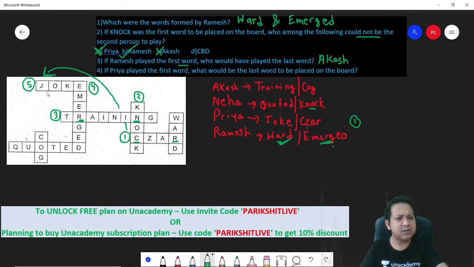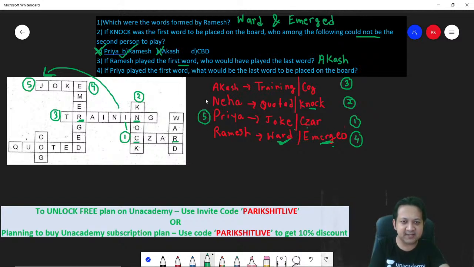So let's write down. Zar is 1. Number 2 is knock, so Neha is number 2. Then number 3 is training; Akash is number 3. And number 4 is emerged, so Ramesh is emerged. The sequence remains the same. So after that, Priya again. Priya is 5.